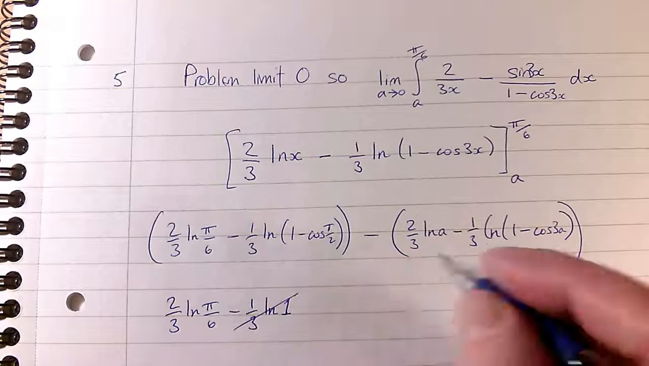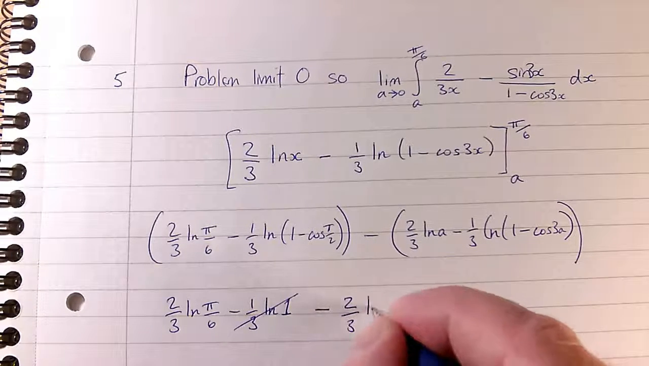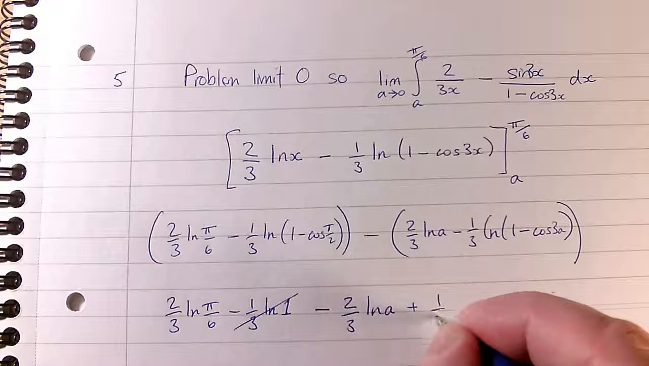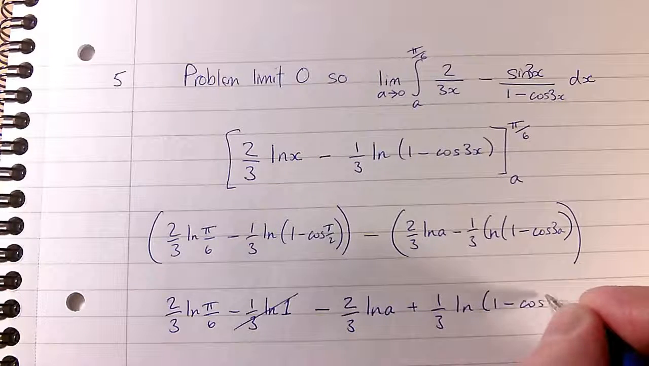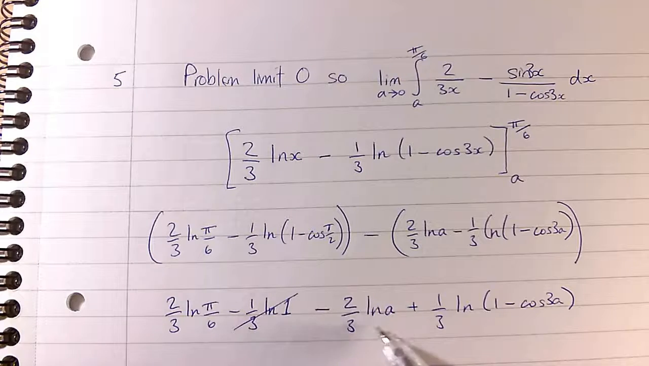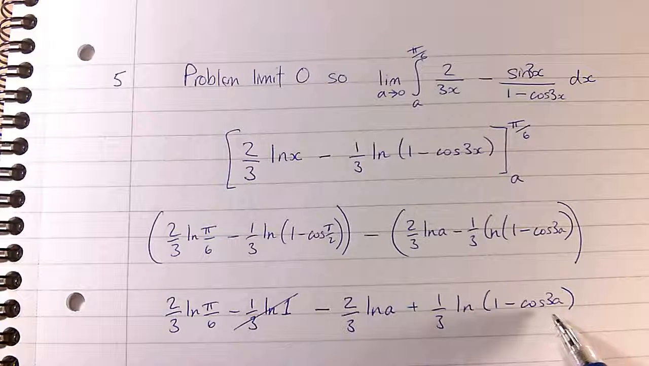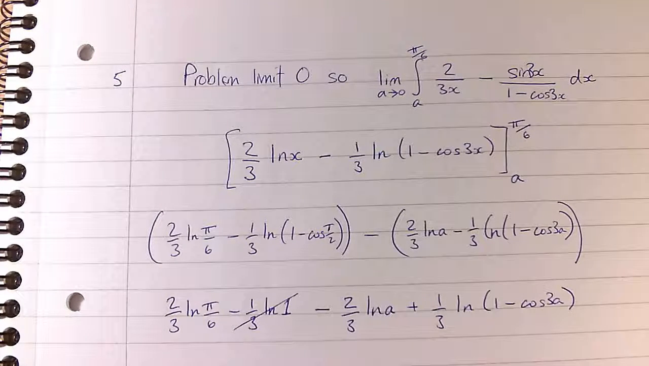Now, let's multiply through that by that minus. So we've got minus 2/3 log of a. So this is going to be plus 1/3 log of 1 minus cos 3a. All right, but if I try and let a run to naught now, log a is going to run to minus infinity, so this term would run to plus infinity. Cos of 3a, well, if a was naught, this would be log of naught, which would be going towards minus infinity again. So neither of these have proper limits as a tends to naught, so I'm going to have to use some rules of logs here.